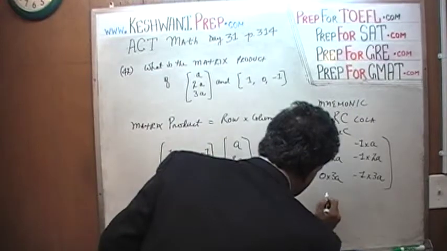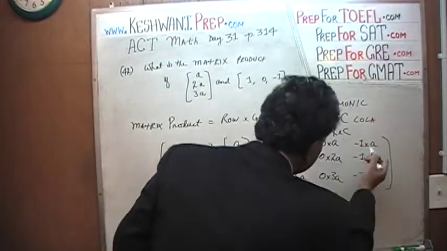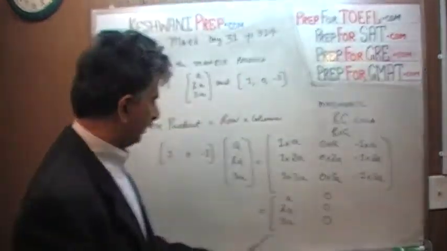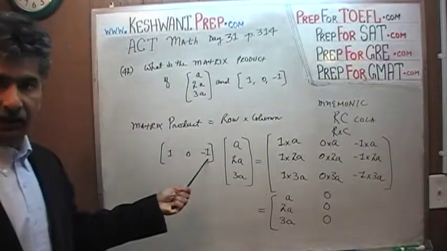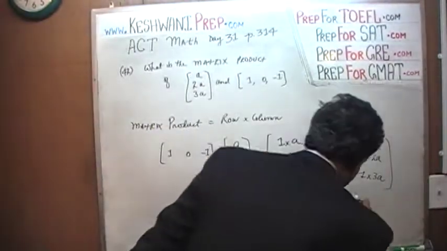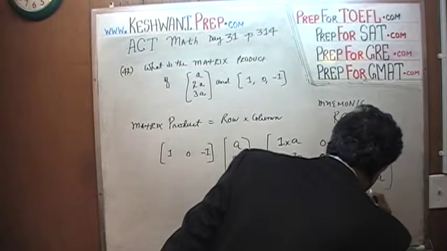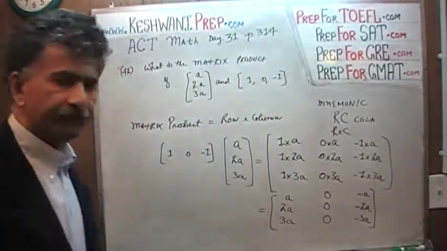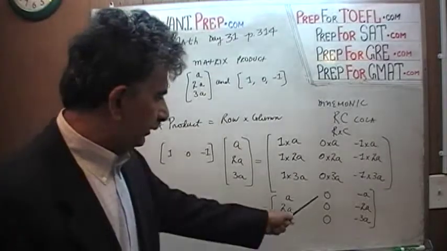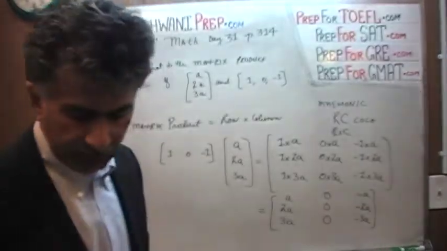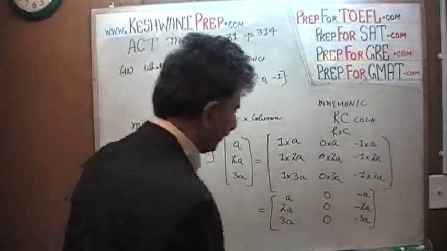So this is 0, second column is 0, and the third column we're going to have the same as the first column, except because it was multiplied by negative 1, everything is negative. So we have negative a, negative 2a, and negative 3a. And there we go, that's our answer. a, 2a, 3a, 0, 0, 0, negative a, negative 2a, negative 3a, and that's going to be answer choice F.